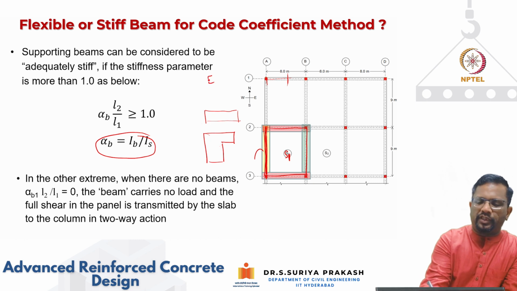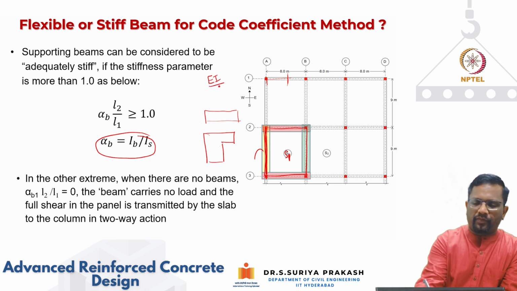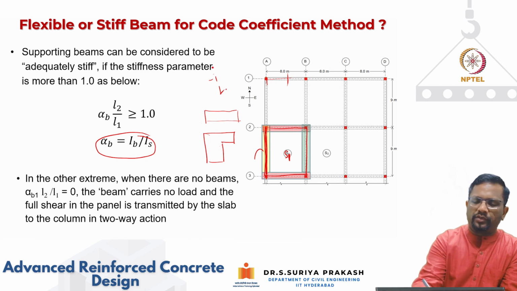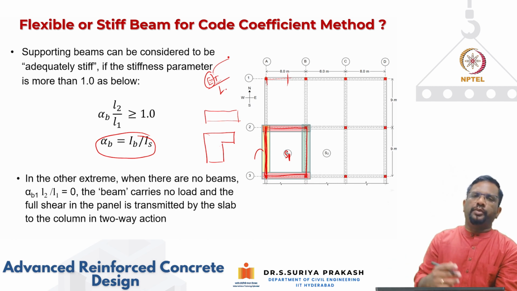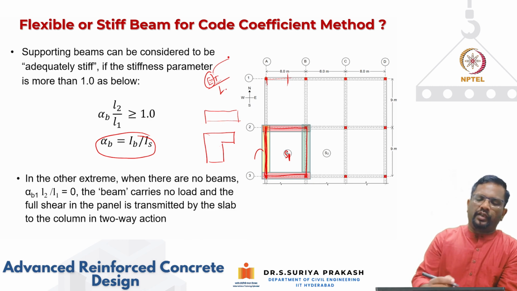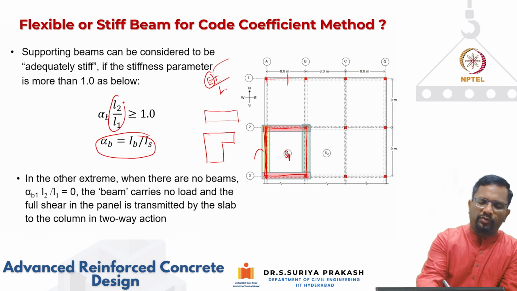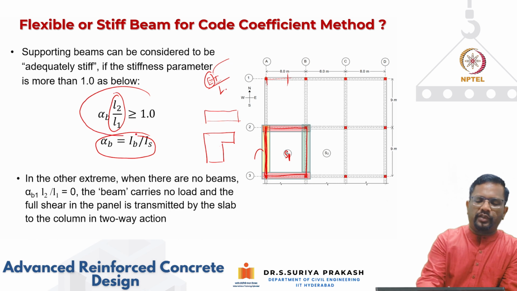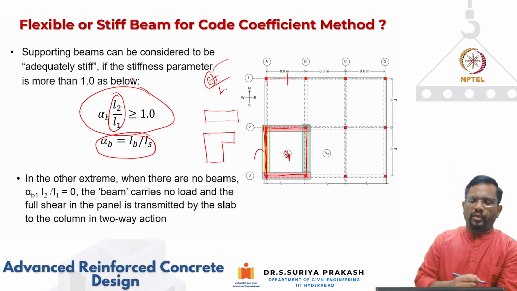Relative stiffness means EI by L. But L for both beams is considered the same, so L will get cancelled. Similarly, E is also the same, since both the slabs and beams are cast with the same concrete strength, so the elastic modulus is expected to be the same. That is why it will get cancelled. So the relative stiffness will work out to be IB by IS. And if the spans are different, then L2 by L1 will come. So alpha B times L2 by L1 should be greater than or equal to 1. Then we can consider that particular beam to be quite rigid.